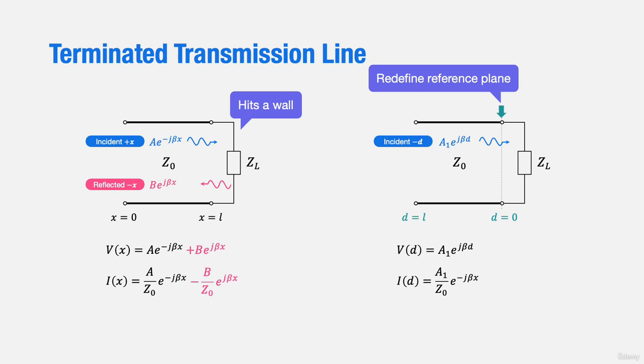The incident wave that was initially propagating in the positive x direction is now propagating in the negative d direction, and the reflected wave is now in the positive d direction. The original coefficients a and b are now expressed in terms of a1 and b1, reminding us that the equations used start from the endpoint of the load.